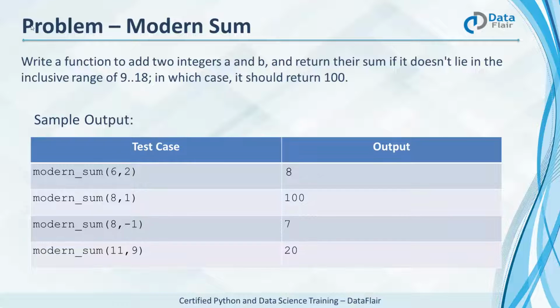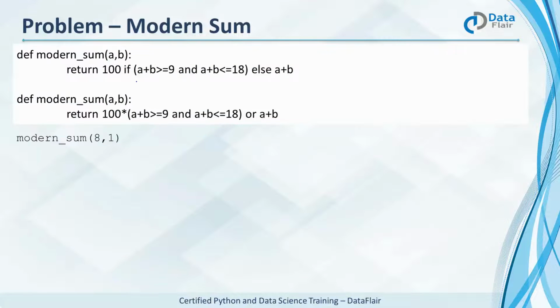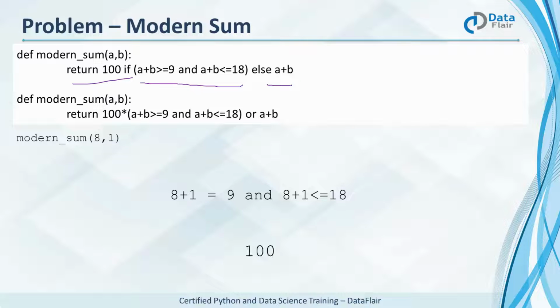Now, let's do some problems on ternary operators. Write a function that adds two integers and returns their sum, but if the sum lies between 9 and 18 inclusive, return 100. If the sum is greater than or equal to 9 and less than or equal to 18, return 100. Otherwise, return the sum. 8 plus 1 is 9. This is greater than or equal to 9 and less than or equal to 18. So this returns 100. You can also do this by short-circuiting using logical operators.